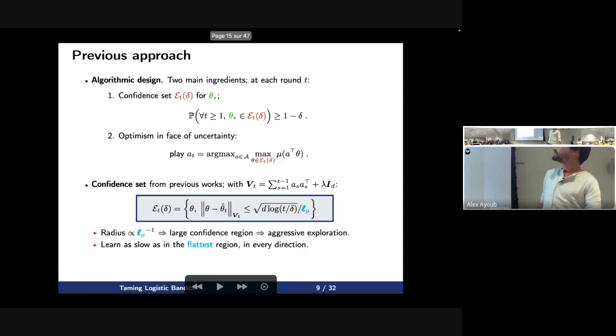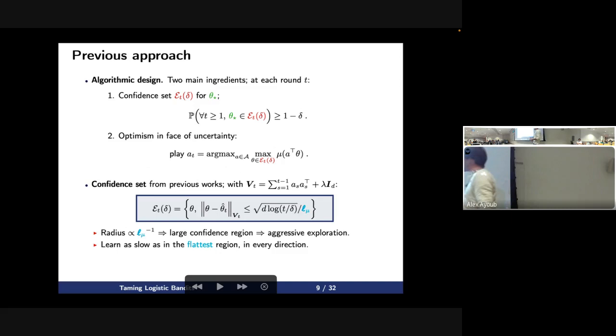To see why we have such a dependency, we have to look at the analysis. It's an optimistic algorithm, so it builds on two main ingredients: the design of a confidence set, and then once you have a confidence set, you play an action that is greedy with respect to the optimistic parameters. Very simple design. But the definition of the confidence set that you use will really impact the performance of your algorithm.